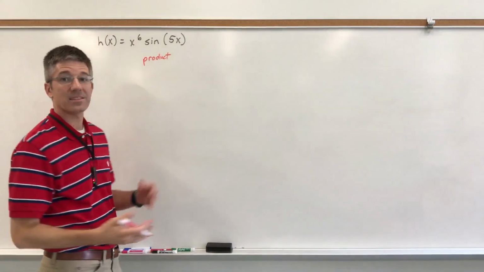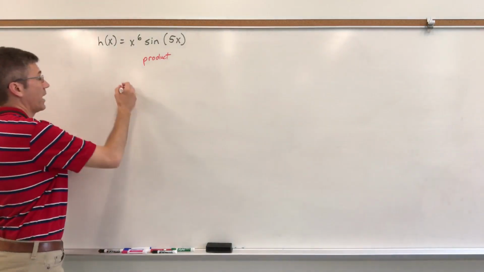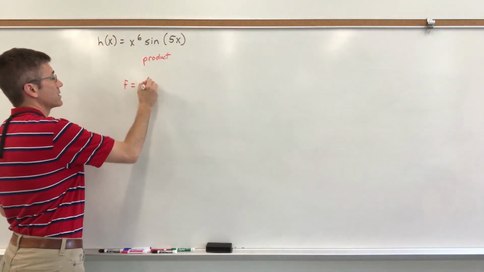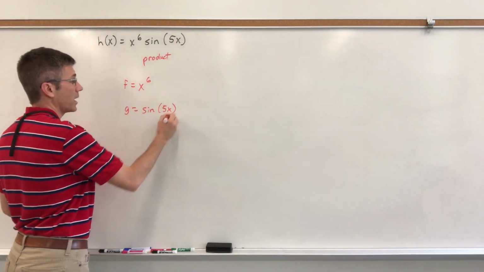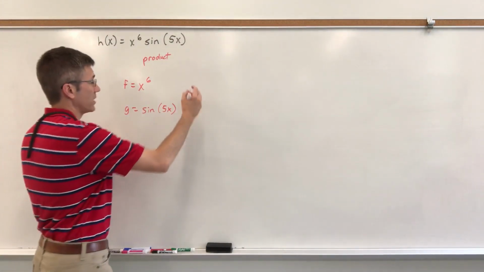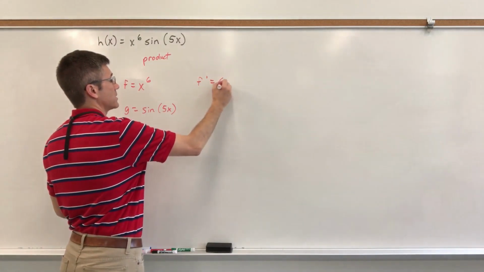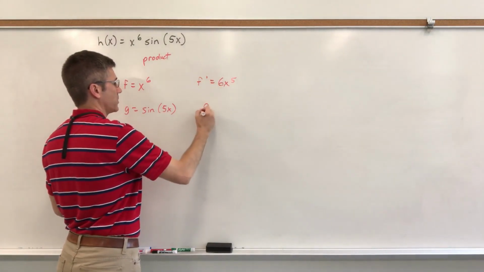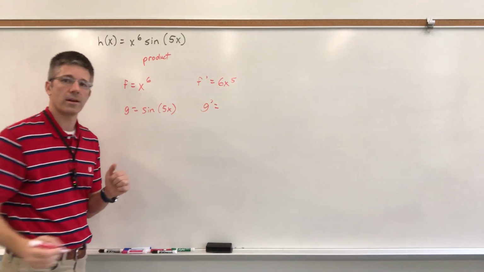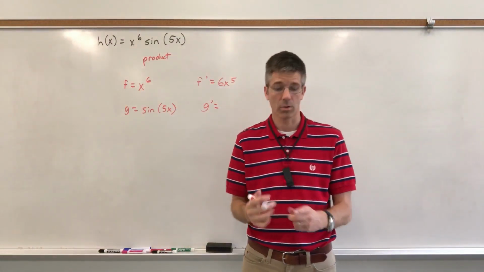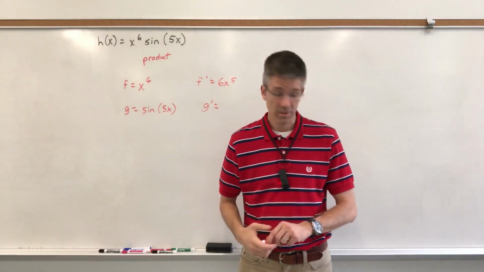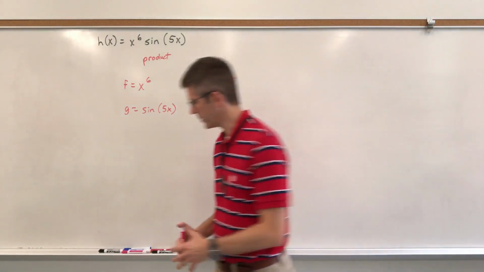The biggest thing happening is a product rule. And so I'm going to identify f, which would be x to the sixth, g, which would be sine of 5x, and we'll just go from there. So the derivative of x to the sixth is 6x to the fifth, and g prime is, oh, wait a minute. Okay, this is not just sine of x, this is sine of 5x, so this is the chain rule. So I need to use, well, the chain rule. So let's figure it out.